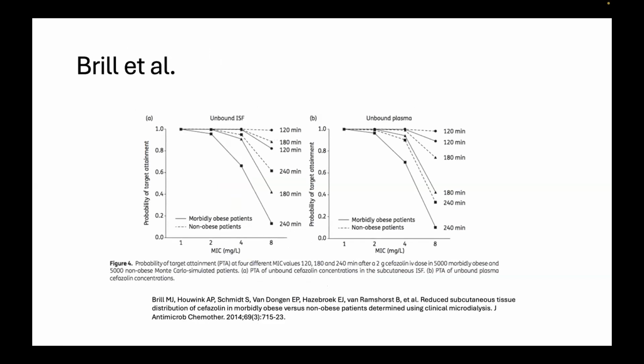And then they performed a Monte Carlo simulation, and these are the resultant probabilities of target attainment. The probability of target attainment of 2 milligrams per litre for the morbidly obese and non-obese patients actually wasn't that different in interstitial fluid and in unbound plasma, which are the graphs on the left and right respectively. If you look here at an MIC of 2, for 4 hours, the PTA was 0.956 in the obese and 0.997 in the non-obese. But that did drop off with higher concentration targets.